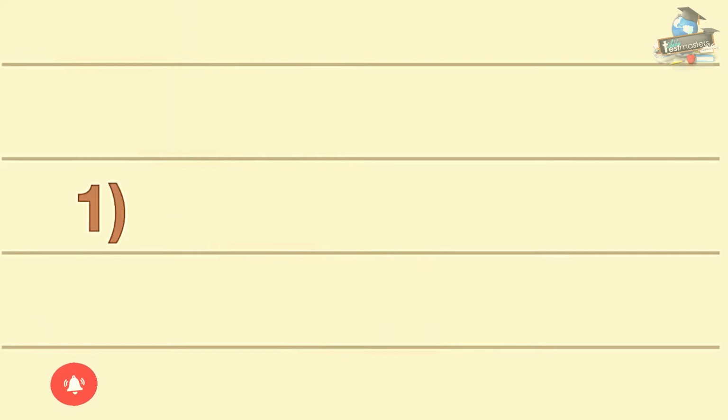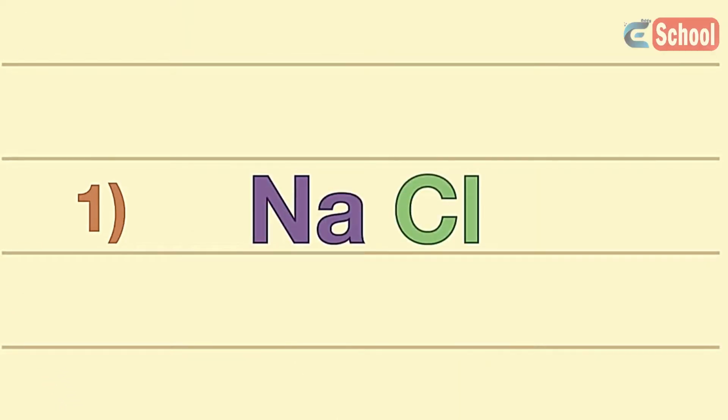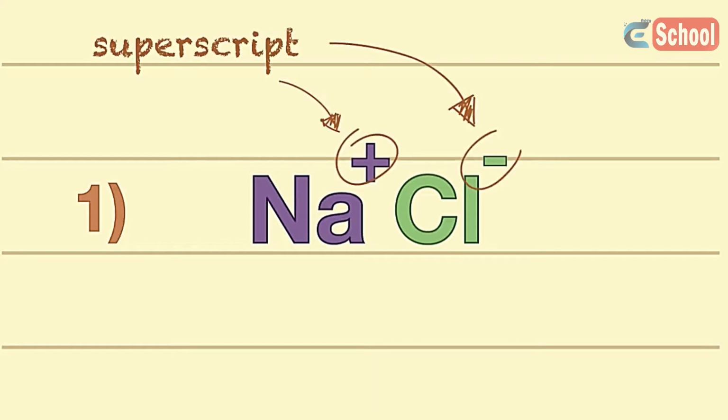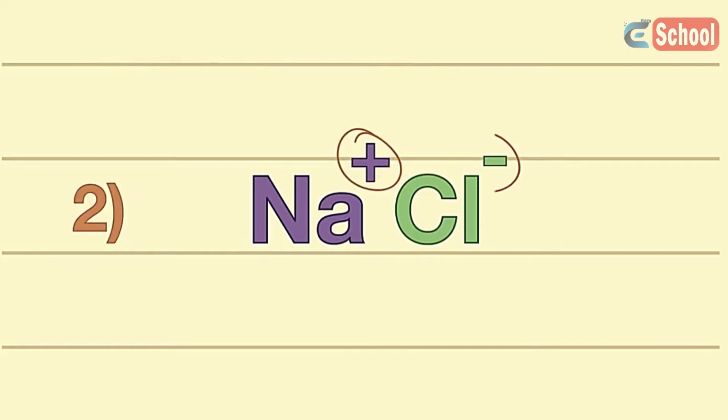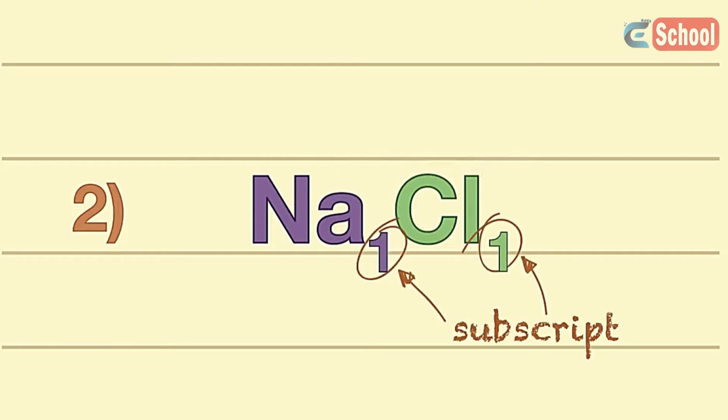Write down the ions side by side along with their charges. Remember that the charges are written in superscript. Now, circle the charges and crisscross them, just like how it's done here. We will bring the charges down so that they are in subscript.